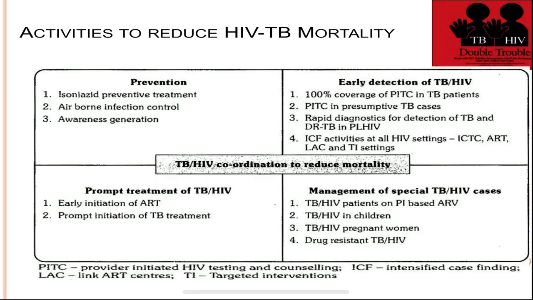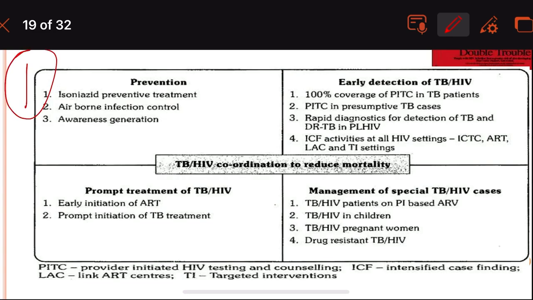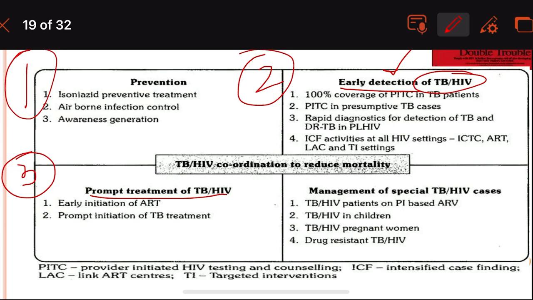The activities which are aimed to reduce the HIV or TB mortality include the prevention, early detection of TB and HIV, and prompt treatment. So first thing, prevent it. In the first place, prevent. Then early detection. In case the disease has occurred in the person, early detection of the TB or HIV. Once the case is detected, diagnosed, confirmed, then give the prompt treatment of the TB or HIV, followed by the management of the TB or HIV cases.